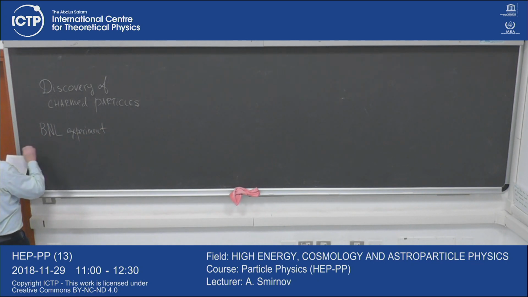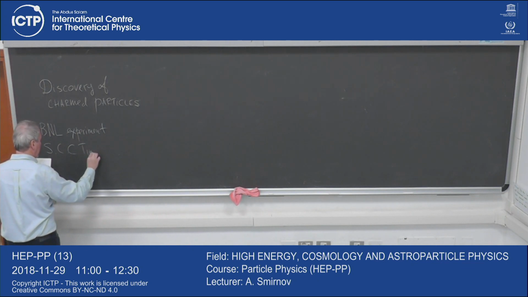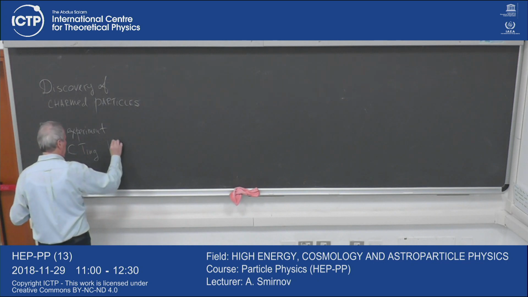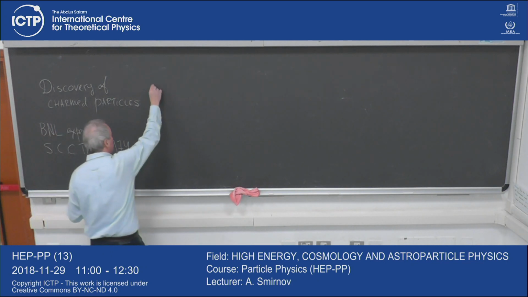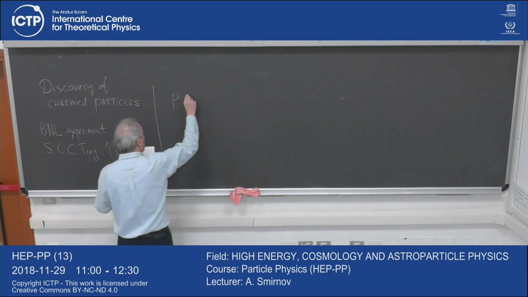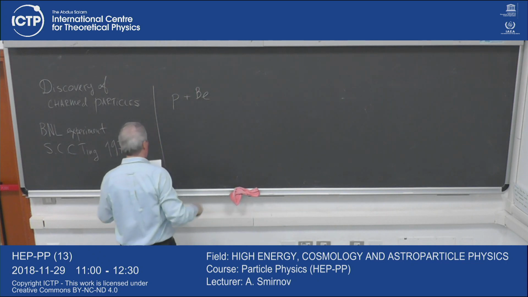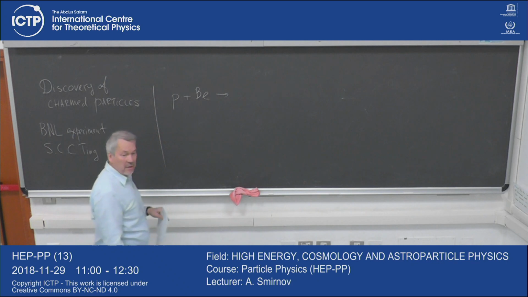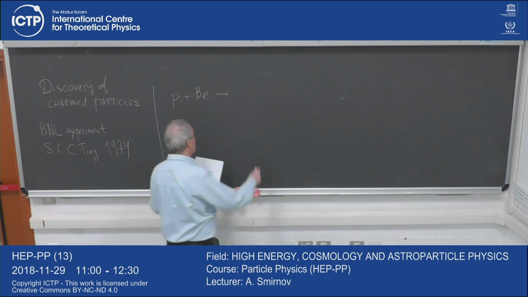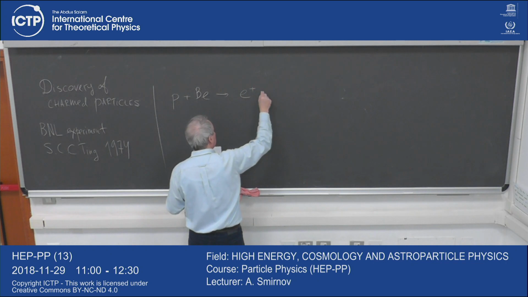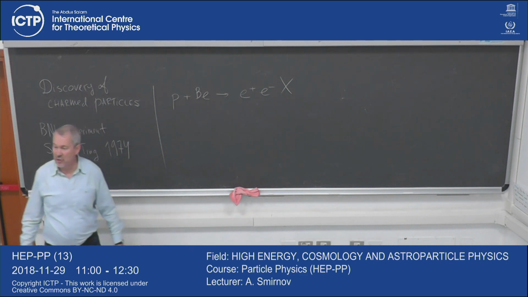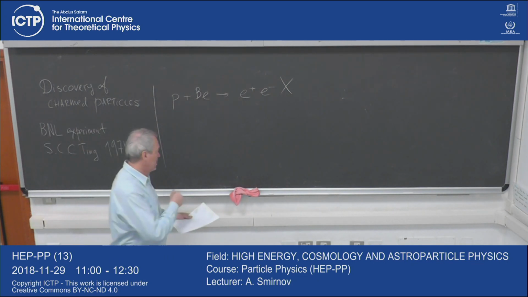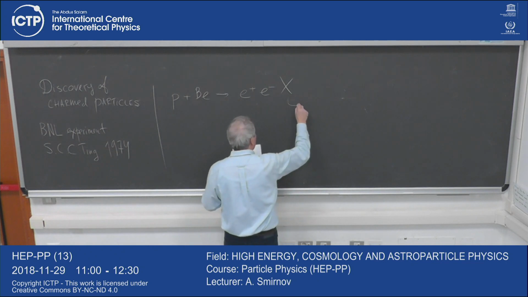And the leader of the experiment was S.C. Ting, and that was in 1974. What he studied is interactions of protons with beryllium target, and among other processes, final states, he observed events of the following type: e plus, e minus, and then the rest. This is precisely the diagram of the process I have shown just a few minutes ago. So these are the system of hadrons.